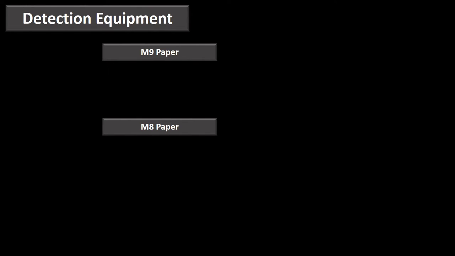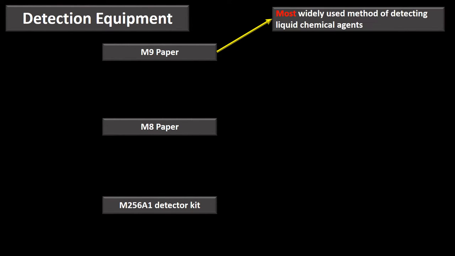Equipment available to us to detect the presence of chemical weapons include your M9 paper, your M8 paper, and your M256 Alpha 1 detector kit. Your M9 paper is the most widely used method for detecting liquid chemical agents. Anytime you see the word "most" in your readings, highlight that, because that makes a very easy exam question. What is the most widely used method of detecting liquid chemical agents? Your M9 paper, the most widely used method.